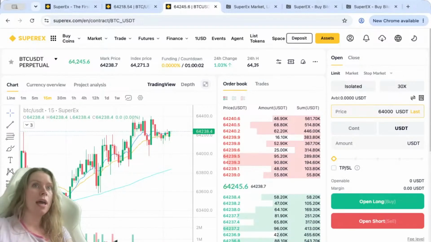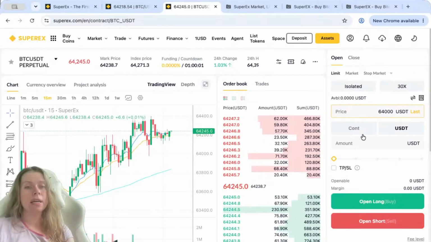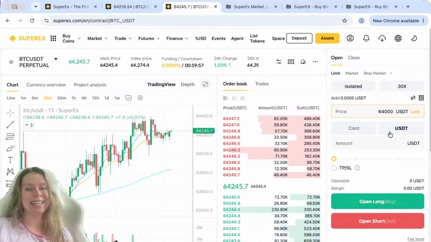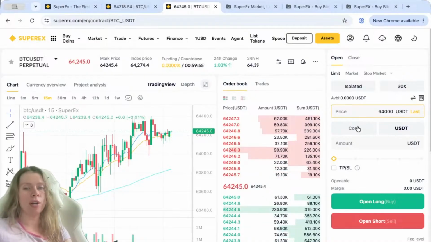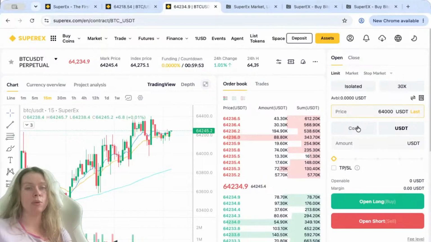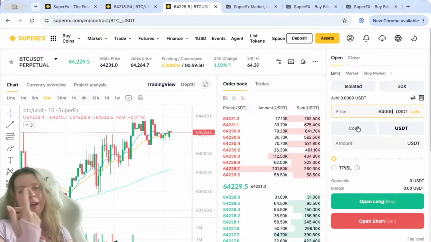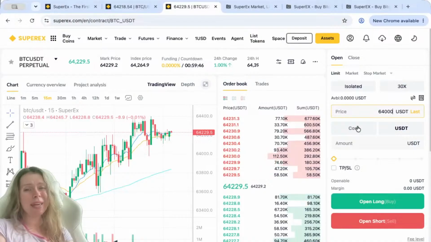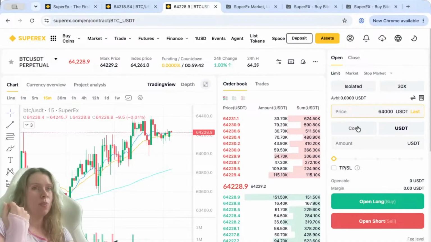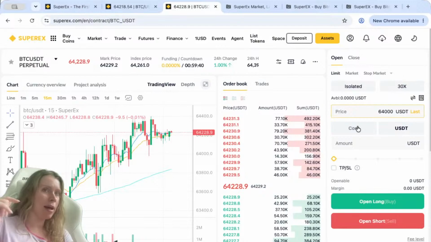And then right below that, this one is quite important, the CONT versus USDT. So CONT means how many contracts. Each Bitcoin contract on SuperEx is equal to a specific Bitcoin quantity, whereas USDT means how much USDT you want to commit. Personally, I would say beginners should just pick USDT. It's the dollar amount that we understand. We don't have to be stressing ourselves out about it. So I'm going to stick to USDT.